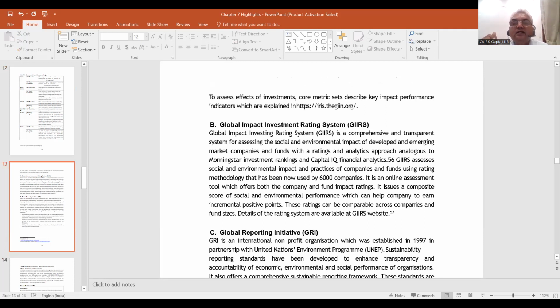ग्लोबल इम्पैक्ट इन्वेस्टिंग रेटिंग सिस्टम is a comprehensive and transparent system for assessing the social and environmental impact of developed and emerging market companies and funds with a ratings and analytics approach analogous to Morningstar investment rankings and Capital IQ financial analytics. So GIIRS assesses social and environmental impact and practices of companies and funds using rating methodology that have now been used by 6,000 companies.